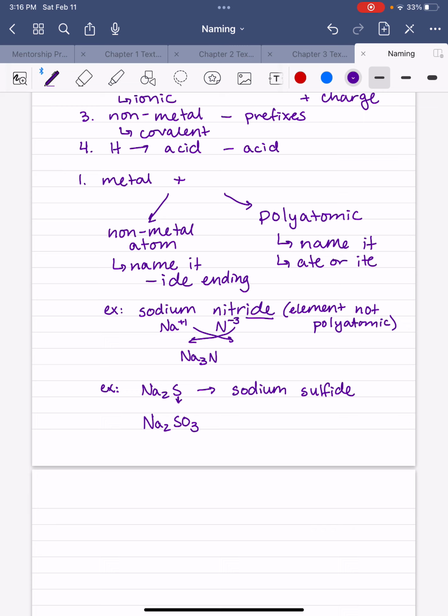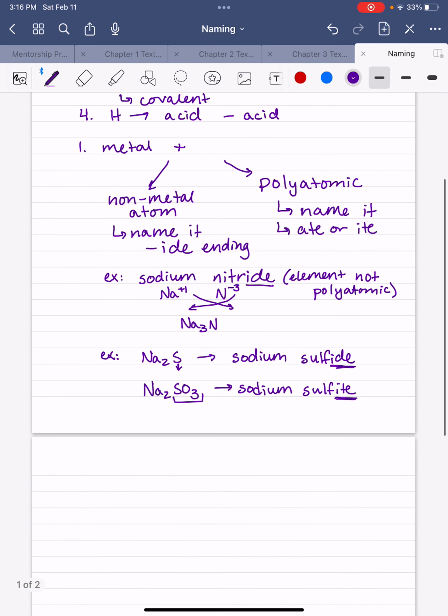So this is a polyatomic, and the name of the polyatomic is sulfite, so this is sodium sulfite. And notice how it's different because it's got the ite ending, which tells us it's a polyatomic, versus the ide, which is an individual atom.